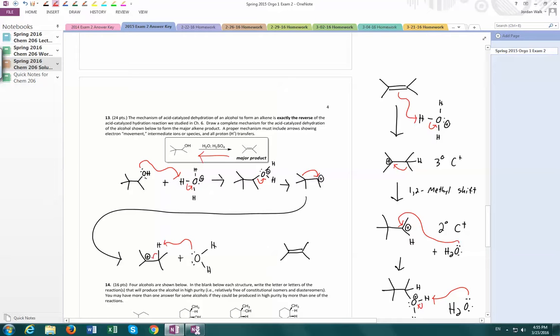Deprotonate like that, and so that would be your mechanism for that. This is very much a have-you-absolutely-mastered-this-material-for-exam-2 type of question.